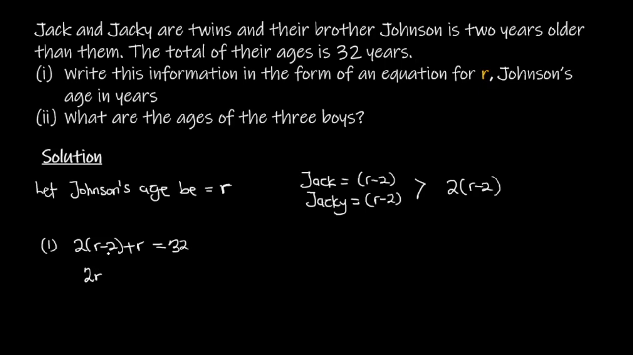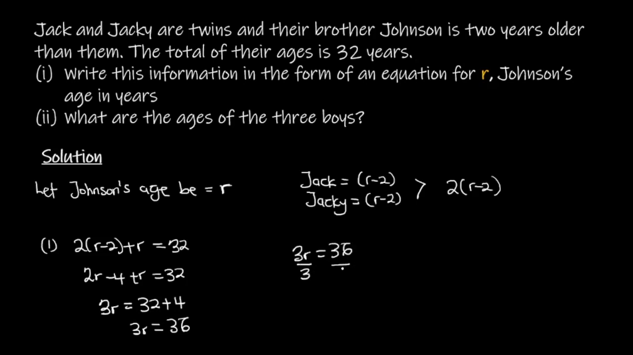So 2 multiplied by R will give us 2R. 2 multiplied by negative 2 will give us negative 4, plus R is equal to 32. Now 2R plus R will give us 3R is equal to 32, plus negative 4 will come here, it becomes positive, so plus 4. So we have 3R is equal to 36. We divide both sides by 3. Our R will be equal to 12.